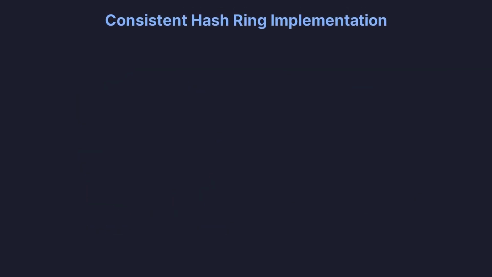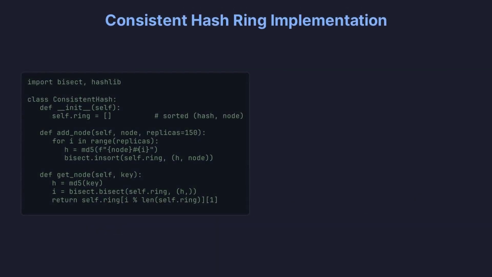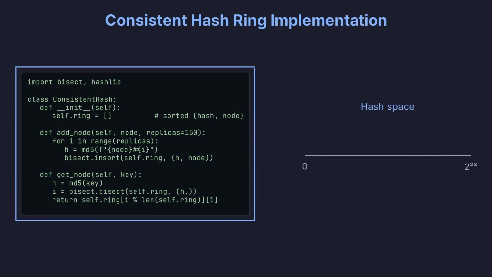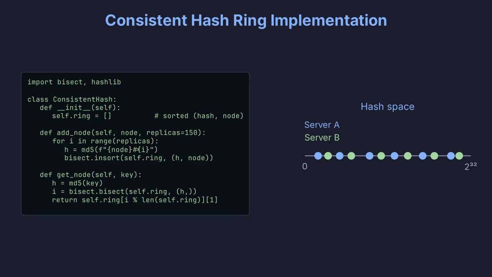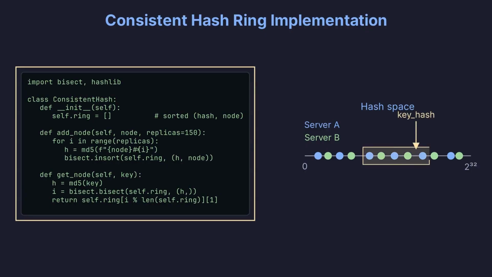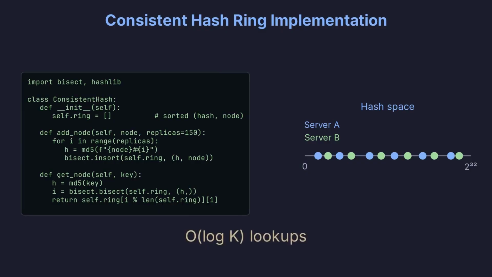Let's look at how you'd build one. The core data structure is a sorted list of hashes with their owning node. When you add a server, you compute a hash for each of its virtual nodes, maybe by hashing the server ID plus a replica index, and insert them into the sorted list. To find the node for a key, you hash the key, use binary search to find the first virtual node with a hash greater or equal, and wrap around if needed. The same approach works in any language. The ring becomes a simple ordered collection with O(log k) lookups, where k is the number of virtual nodes.